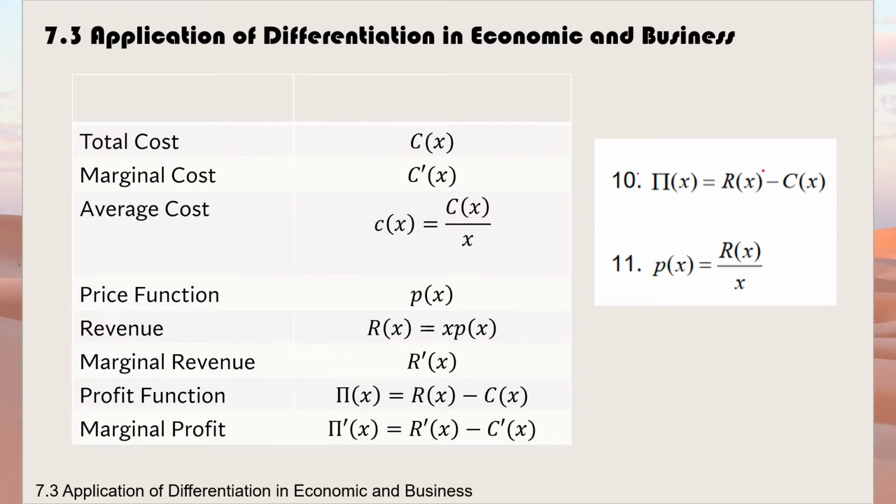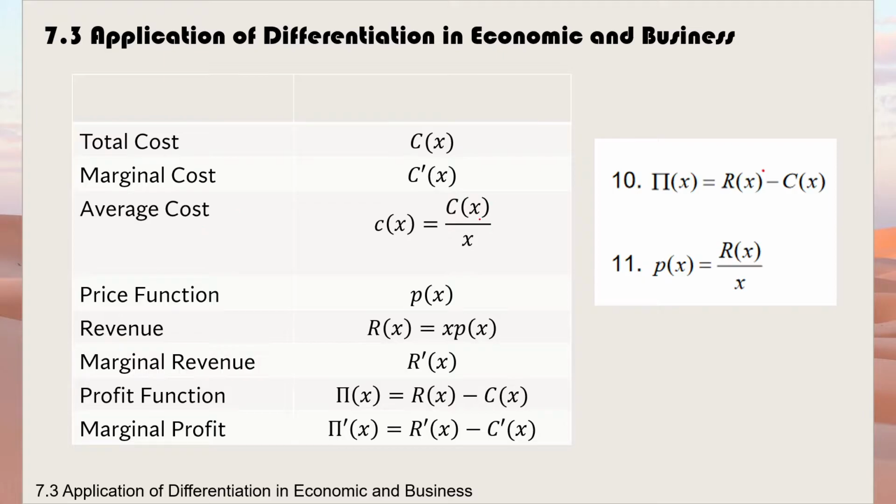In the exam, the formula provided to you is only π(x) = R(x) − C(x), and P(x) = R(x)/x. There are no others than these two. If we find C'(x), that is called the marginal cost.